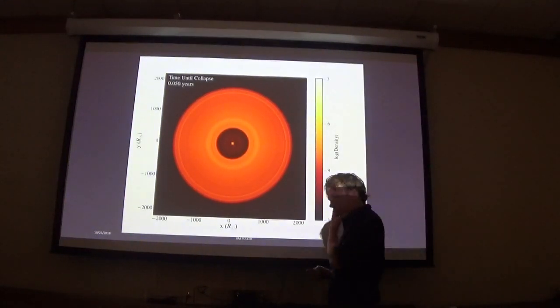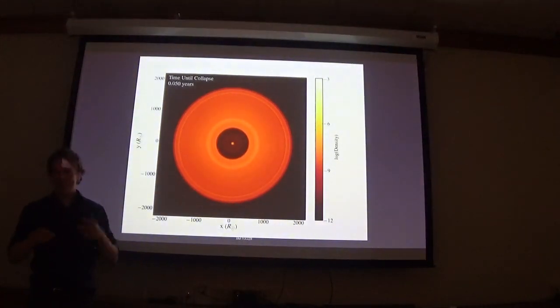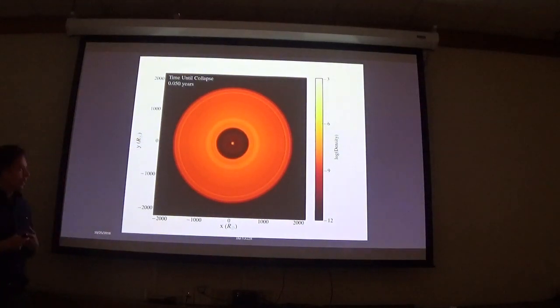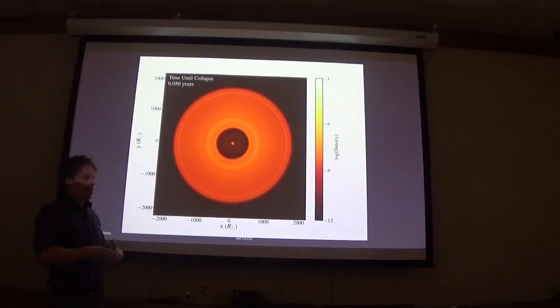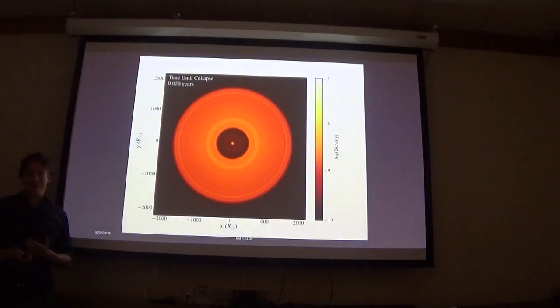And that's something I've just started talking with Paul Duffell about. He's just run some very preliminary simulations showing that Rayleigh-Taylor instability develops. What we want to know is if those plumes will actually break out of the surface of the star and eject material and things like that.